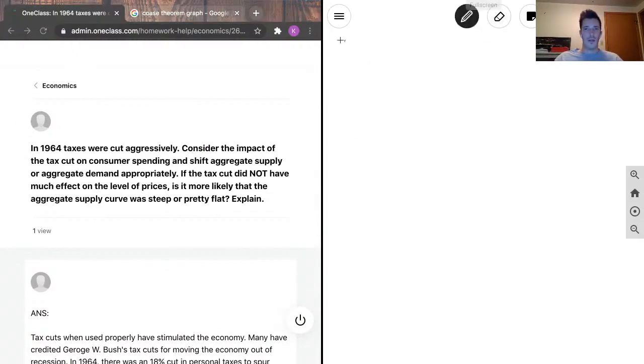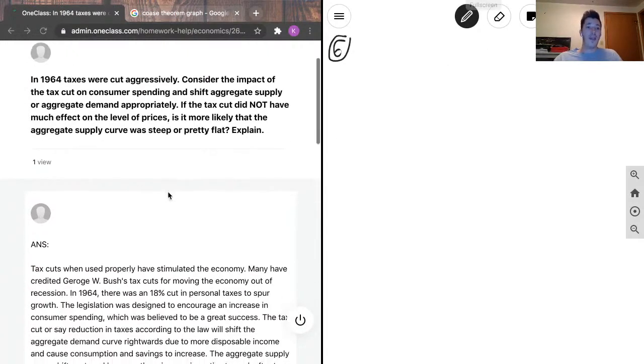Question 6. In 1964, taxes were cut aggressively. Consider the impact of the tax cut on consumer spending and shift aggregate supply or aggregate demand appropriately. The tax cut did not have much effect on the level of prices. It was more likely that the aggregate supply curve was steep or pretty flat.